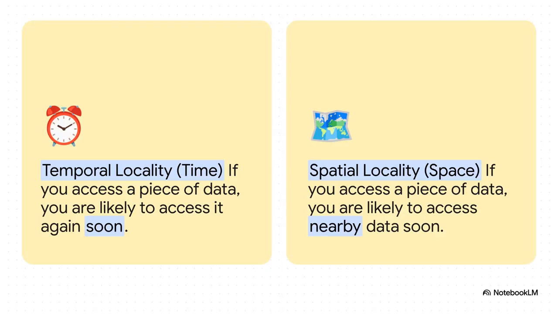So how in the world do we get around this? Well, we build a memory hierarchy, and it works because of a principle called locality. Turns out, programs aren't random. They tend to reuse stuff. Temporal locality is the idea that if you use a piece of data now, you're probably going to use it again very soon. And spatial locality means if you access some data, you're very likely to need its next-door neighbors soon after.